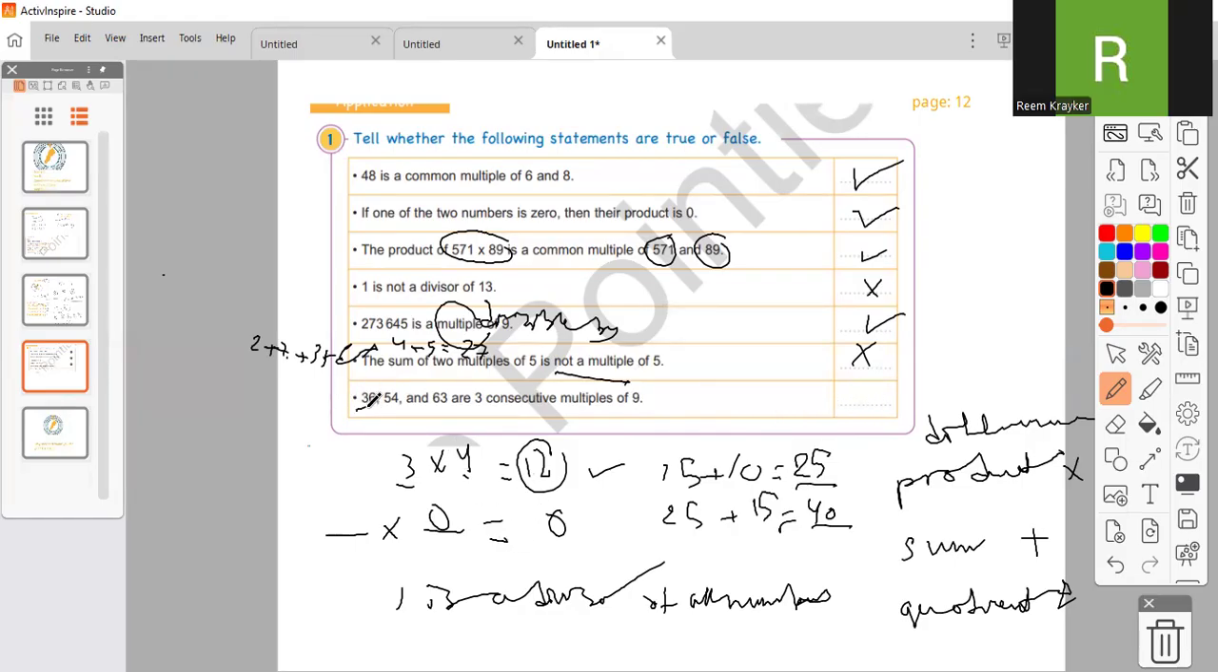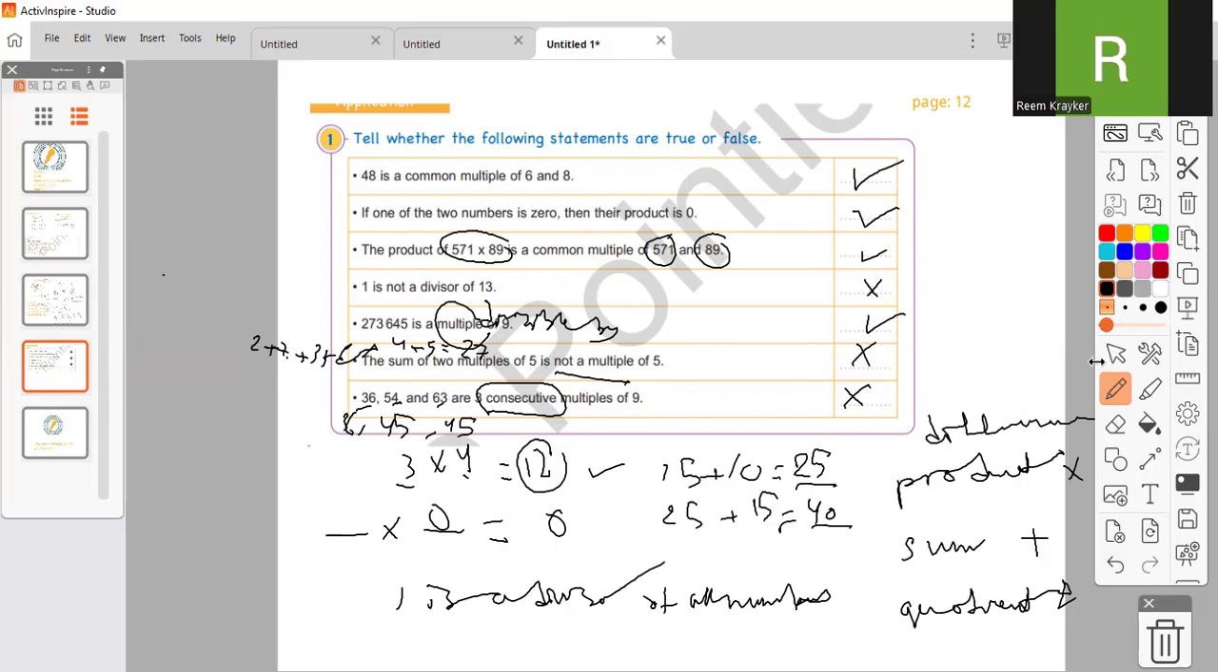Are these three numbers, 36, 54, 63, consecutive multiples of 9? What does consecutive mean? Consecutive means that they are directly after each other, with nothing separating them. No, because after 36, what do we have? In the multiplication table of 9, we have 36, 45, 54. But here they missed 45. They did not write it, so they are not consecutive. It's wrong.